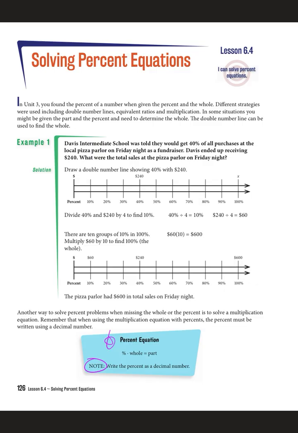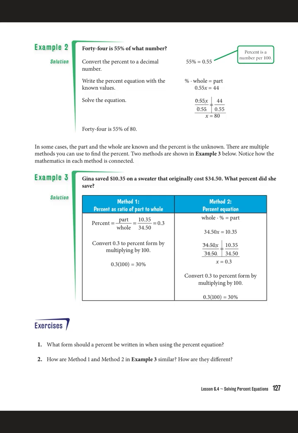Moving on. So up here in example number 2, it says 44 is 55% of what number? So the first thing you have to do in the solution is convert the percent to a decimal. So you go 55% equals 0.55. The percent is a number per 100. How did they do that? Where did the decimal point come from? Basically what they did is they divide 55% by 100. Write this. So 55 divided by 100 will give you 0.55. Do that on your calculator.